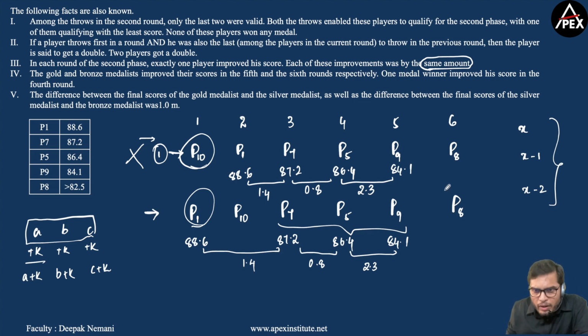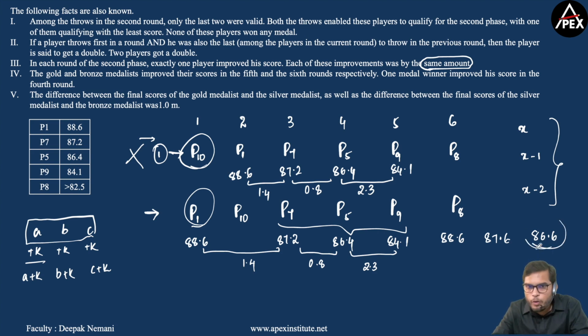Now let me assume P1 had won a gold medal. So the highest score should be 88.6. The silver medalist should have scored 87.6 and the bronze medalist should have scored 86.6. Now can we have a person getting a bronze medal scoring 86.6? That is not possible. The reason being, I know that P10's score is greater than 87.2 because his rank is better than P7's rank here. Now if P10's score is better than 87.2, you cannot have some other person with 86.6 as his score receiving a bronze medal. So you cannot have P1 winning a gold medal.